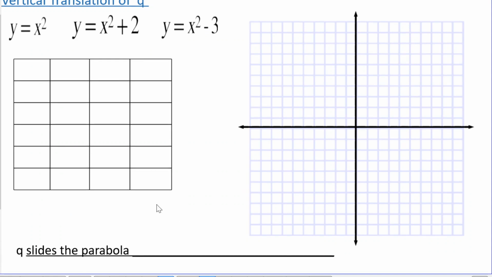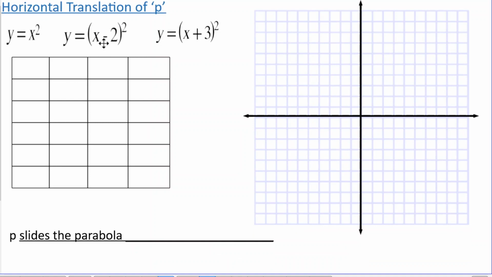So Q, the way we describe this, right, it says it slides the parabola, we're going to say vertically, right, because Q moves us up and down. Q affects our Y values. Notice that everything stayed right in the middle. So we have one last variable, our P value. Notice this one's inside the brackets. That's what makes this different from standard form. Let's see what our P value does.